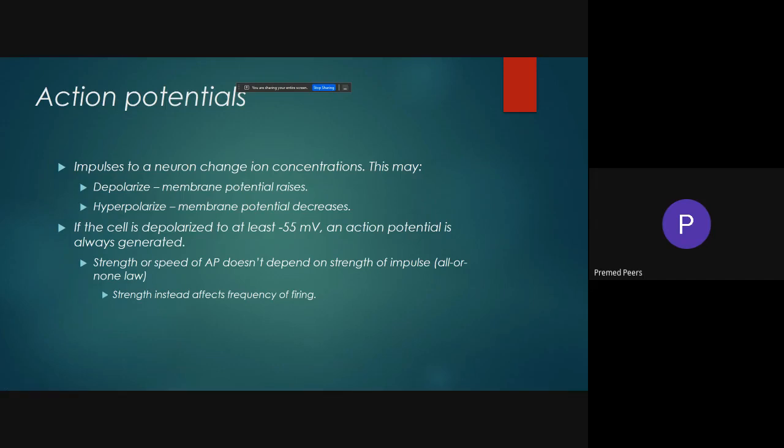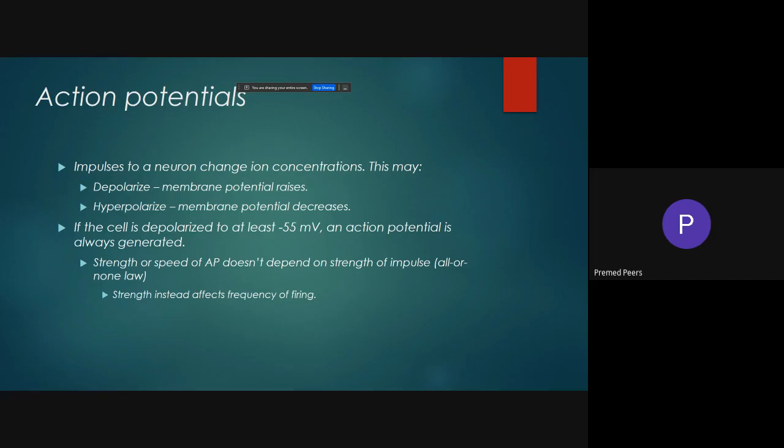If the depolarization isn't enough, and we'll see later why it might not be enough, nothing happens. But if it goes to a certain number that depends on the cell, but it's usually about negative 55 millivolts, and for the same cell, it's always the same number over time. If we can raise that potential to negative 55 millivolts, we generate an action potential. And something to know here, this will come up with muscles as well. It's called the all or none law, or the all or nothing rule.